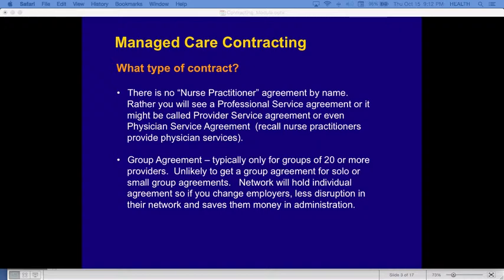So unless you have a group of 20 or more providers, it's unlikely you're going to get a group agreement. You're going to have solo or small group agreements. They don't exist. You're going to get 5 individuals. All 5 providers are going to sign it. You can have the same remittance information, but you're going to basically have all individual agreements. So we're going to ask for a professional services agreement. And we're likely not going to get a group contract unless you've got 20-some providers.